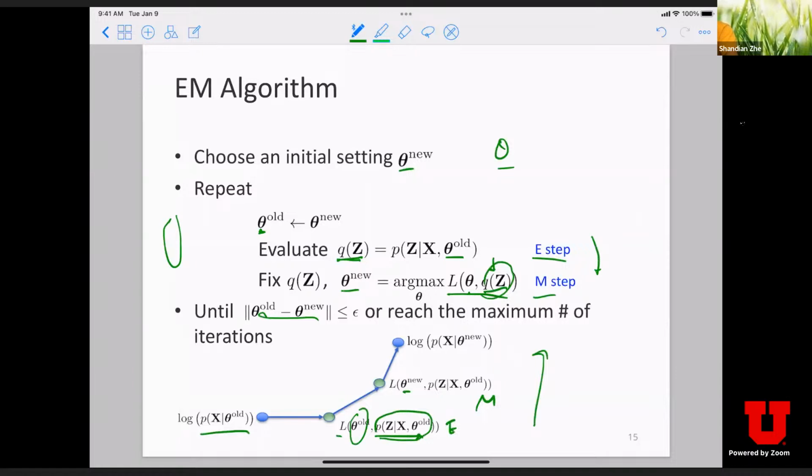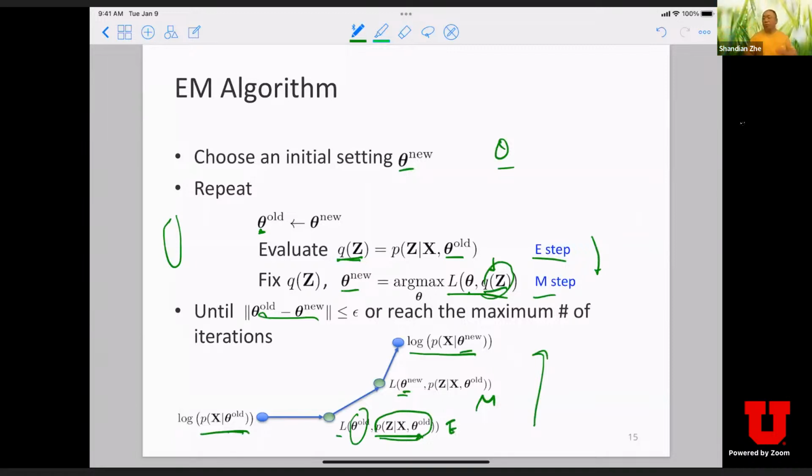And with this theta new, because it's a lower bound, the true model evidence at theta new must be at least above this lower bound, right? So you can see that your theta new indeed increases the model evidence. So this is how the EM algorithm works.